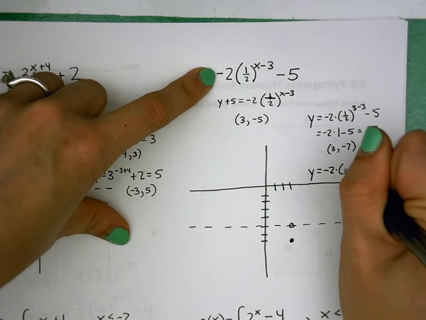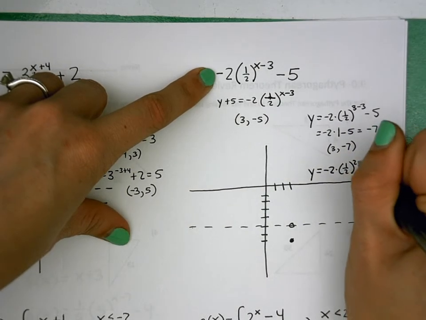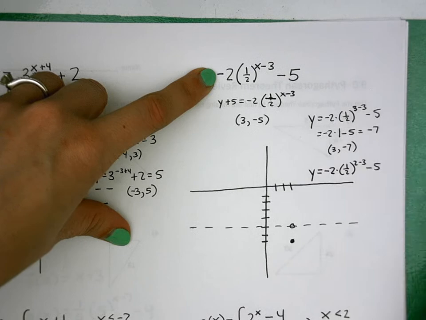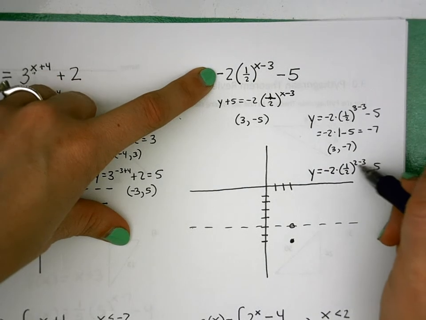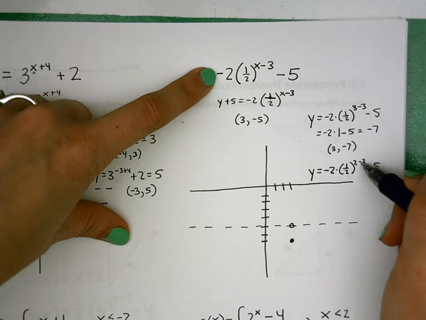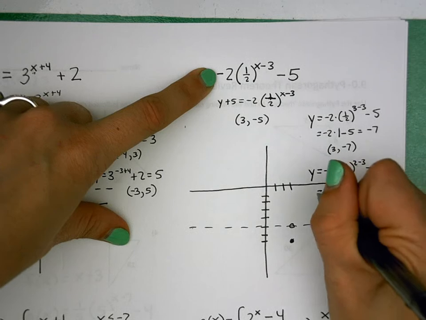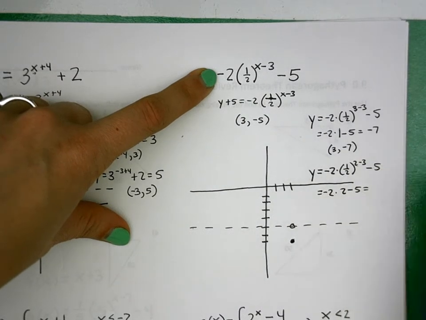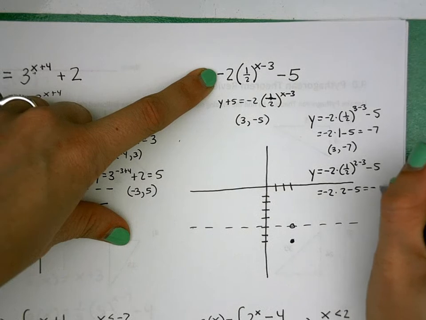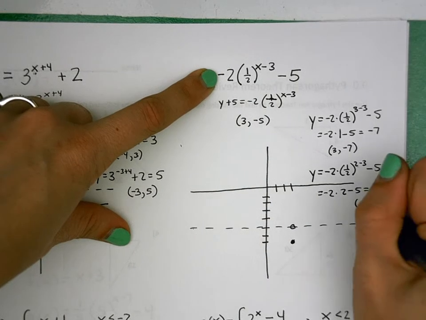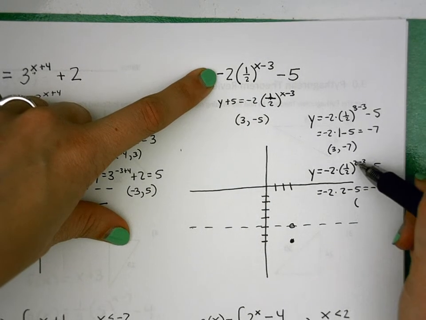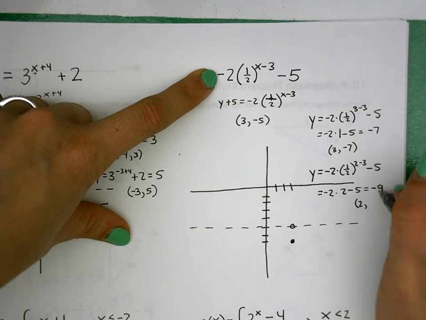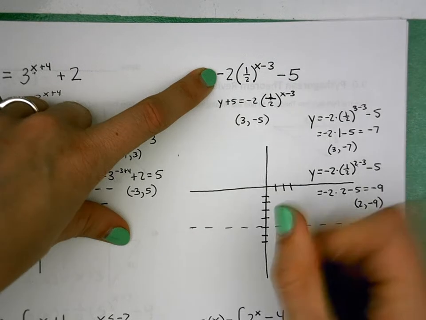Negative 2 times 1/2 to the 2 minus 3. We already talked about the fact this would be negative 1, and so it would cause the 1/2 to become 2. So we have negative 2 times 2 minus 5. Negative 2 times 2 is negative 4, minus 5 is negative 9. And so this coordinate point, when I plugged in x equals 2, I got negative 9.